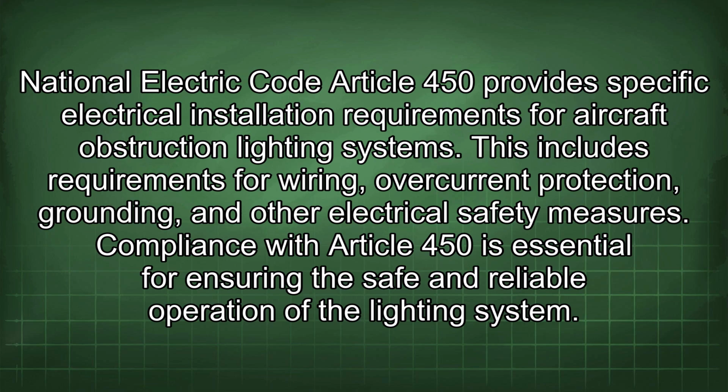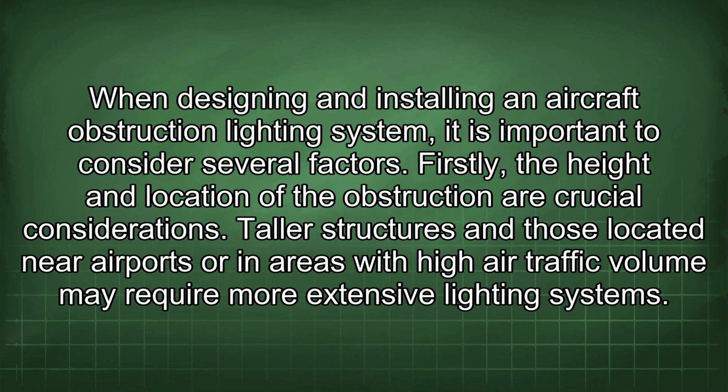This includes requirements for wiring, overcurrent protection, grounding, and other electrical safety measures. Compliance with Article 450 is essential for ensuring the safe and reliable operation of the lighting system. When designing and installing an aircraft obstruction lighting system, it is important to consider several factors.